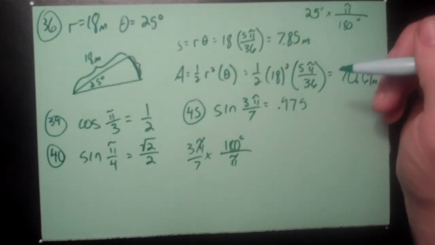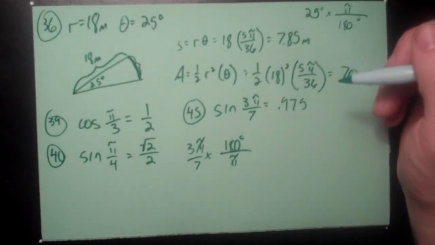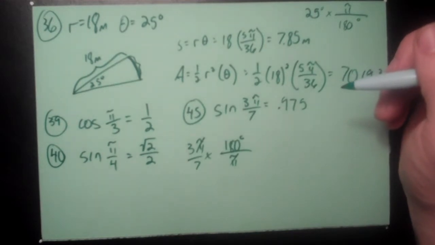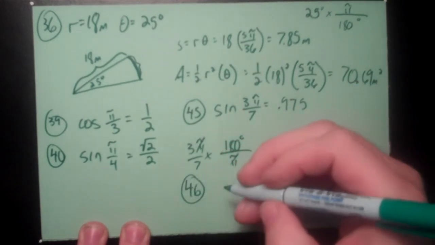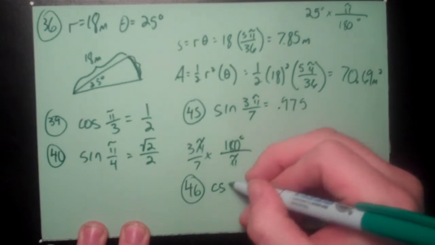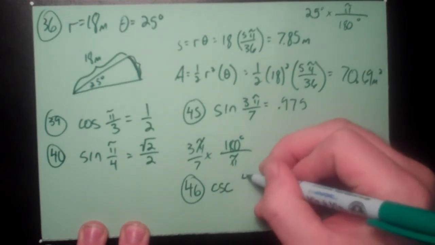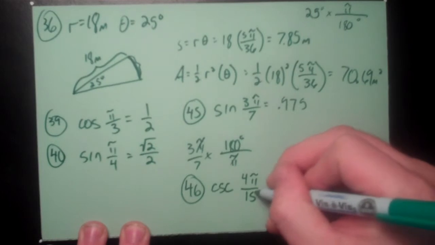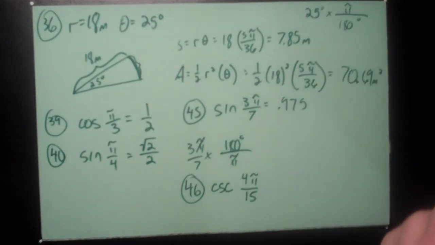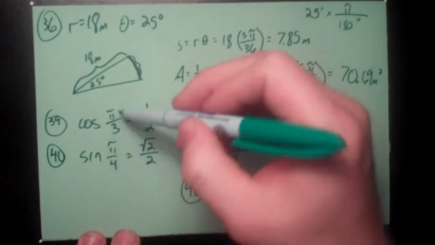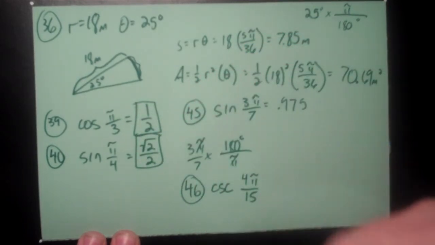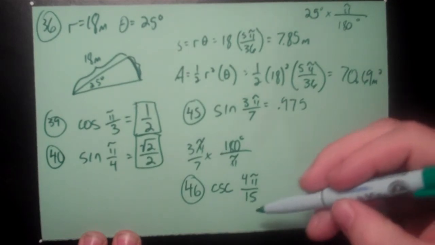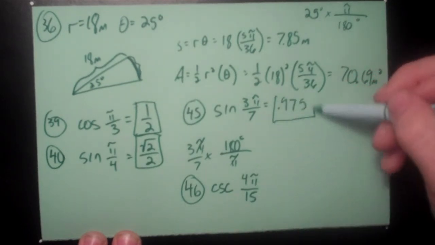Okay. And let's try 46. Why not? It's next. 46 is the cosecant of 4 pi over 15. This is a good example. If you haven't caught on by now, the way that you can be sure if you know this or not is if you should be able to give an exact answer, right? This is exact. This is exact. The square root of 3 over 2 would be exact. But this is not exact.